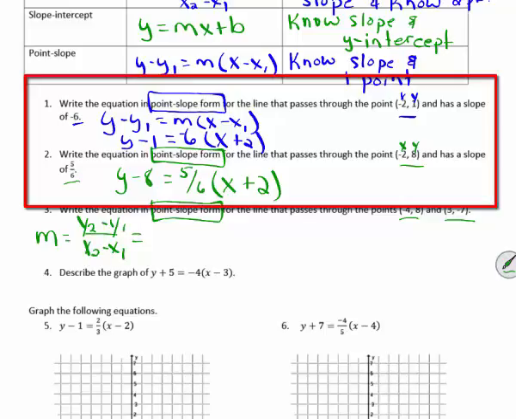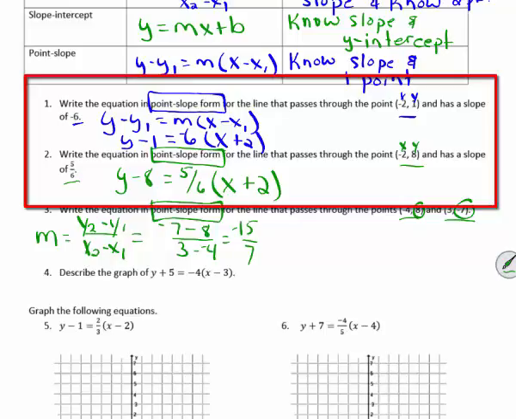I'm going to write it going across. So I need my y values. And I get a 7 minus 8 and 3 minus negative 4. So negative 7 minus 8 is negative 15. 3 minus negative 4 is 7. That doesn't reduce down, so I'm going to just leave it like that.